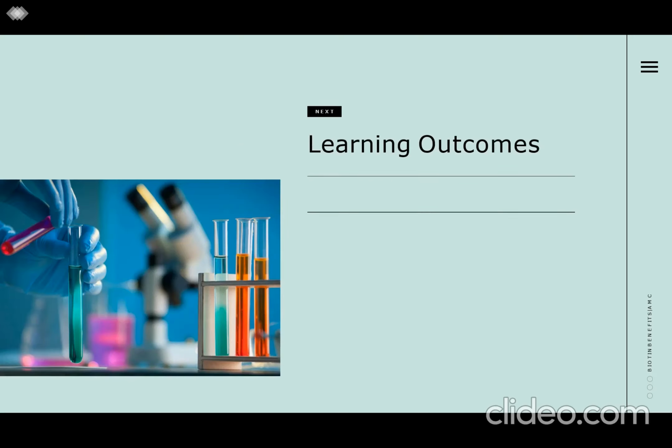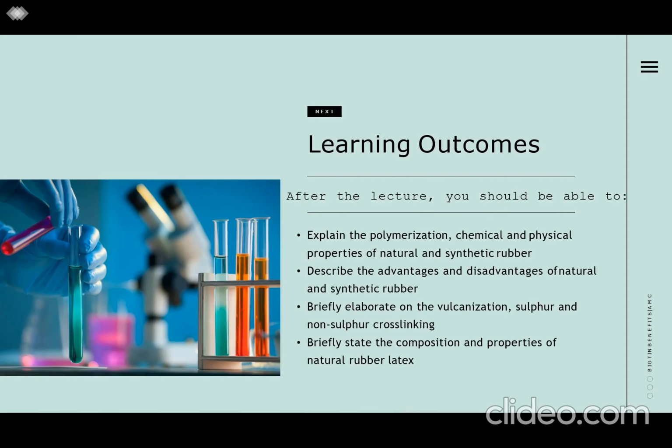So after the lecture, you should be able to explain the polymerization, chemical and physical properties of natural and synthetic rubber, describe the advantages and disadvantages of natural and synthetic rubber, briefly elaborate on the vulcanization, sulfur, and non-sulfur cross-linking. Lastly, briefly state the composition and properties of natural rubber latex.